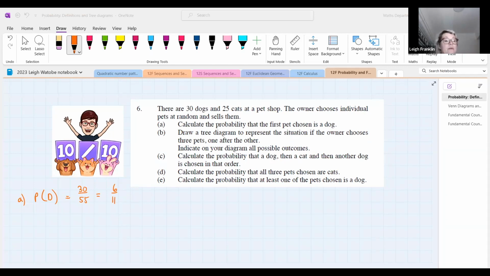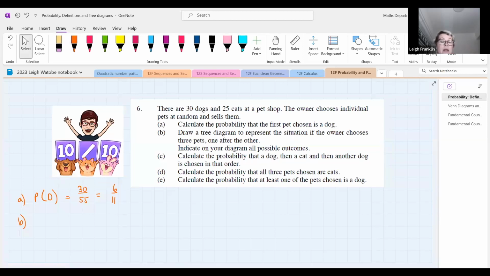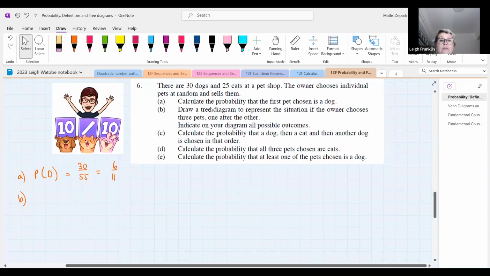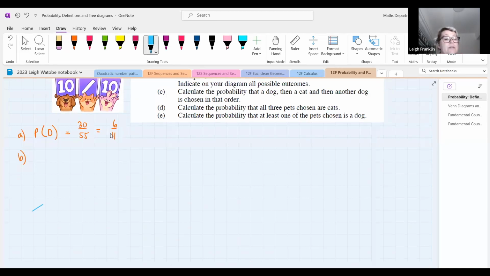Now in part B, they want us to draw a tree diagram. If they ask you to do this, it is a little bit of a mission, and unfortunately there is no easier way to get around it. The situation in this case means this owner is choosing 3 pets. So our first choice would be a dog or a cat. That would be 1 pet. Second pet, again, could be a dog or a cat.